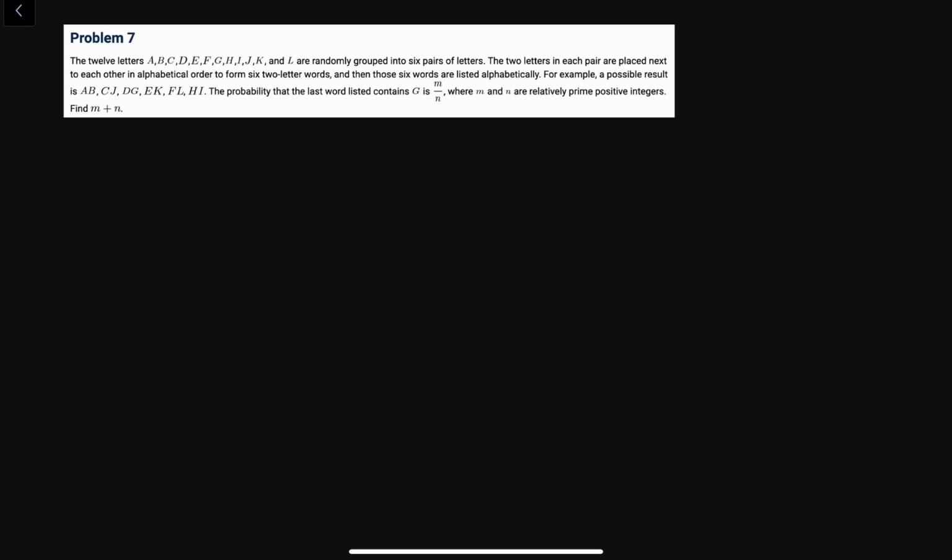They have also given an example like AB, CJ, DG, EK, FL and HI. So we need to find the probability that the last word contains G. So they're saying the last word is containing G. So we are having 1, 2, 3, 4, 5, 6 words. And then the last word is containing G.